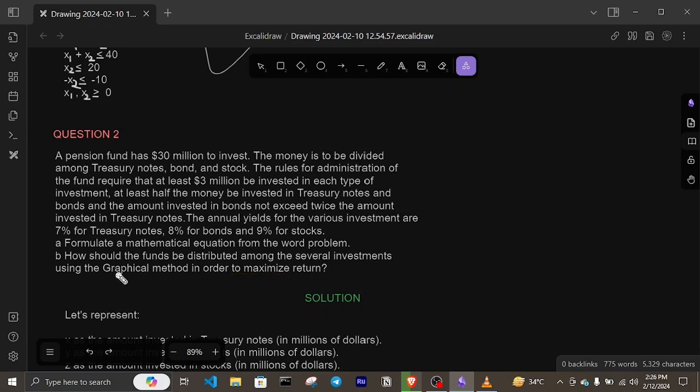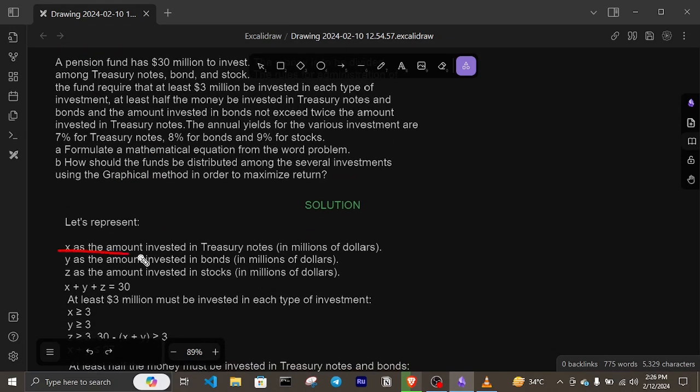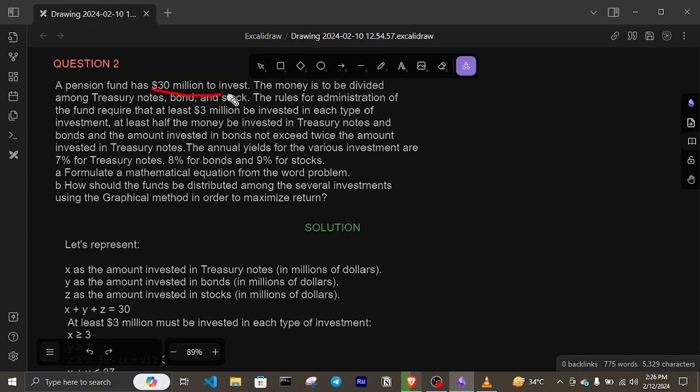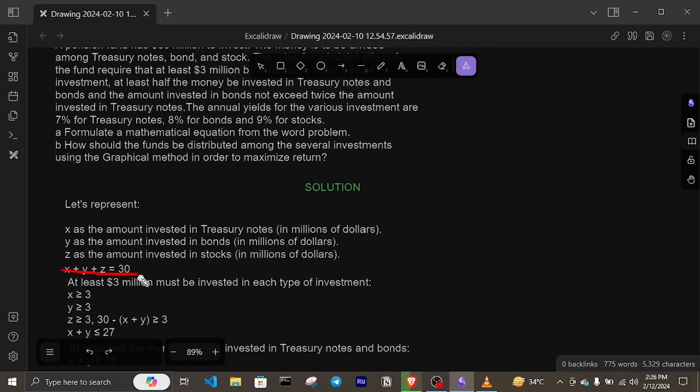So, to the solution, let's represent X as the amount invested in treasury notes, Y as the amount invested in bonds, and Z as the amount invested in stocks. Again, X plus Y plus Z should give you 30 because the money that was given is $30 million. Alright?